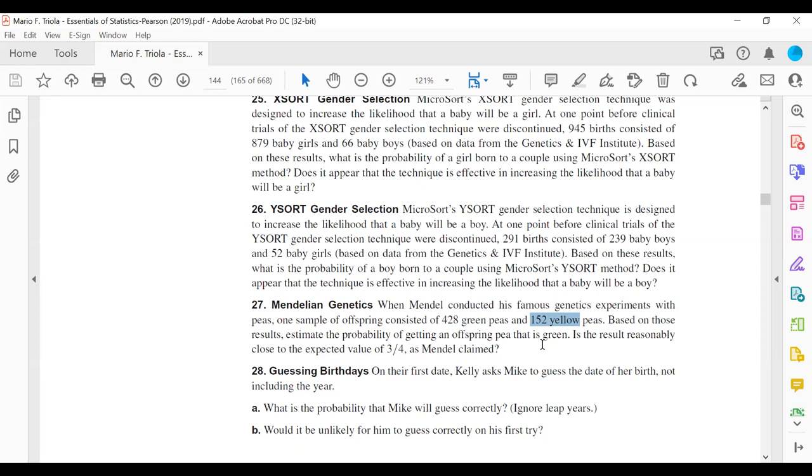So what goes on top? What are we trying to find the probability of? Are we trying to find the probability of the green or the yellow? It says the probability of getting an offspring that is green. So I'm going to put this 428 on top of the 580 that I got for the total, and I'm going to convert it to a decimal and then convert it to a percentage.